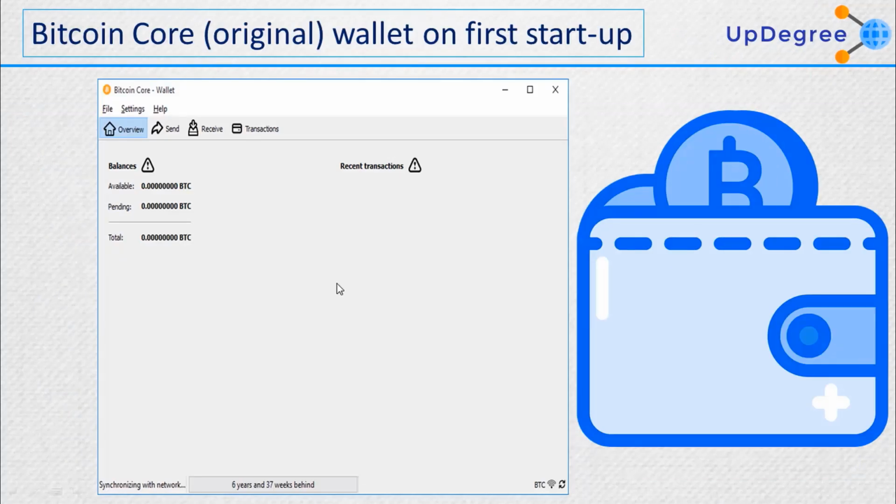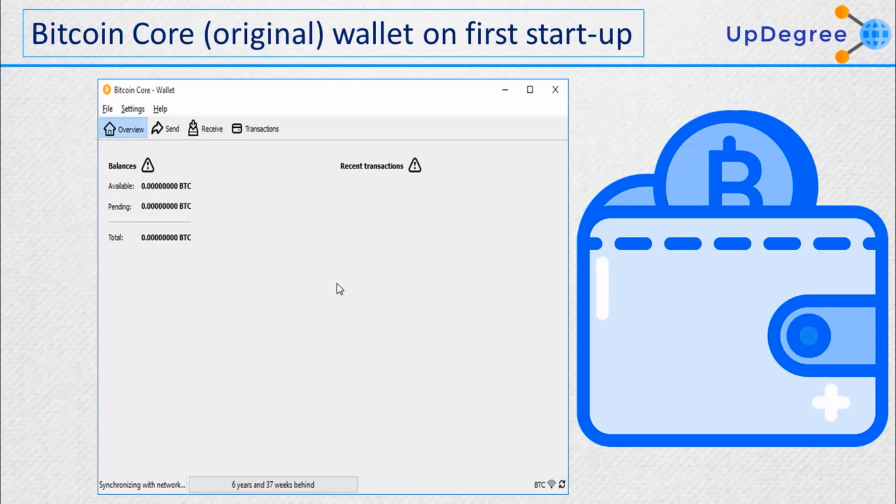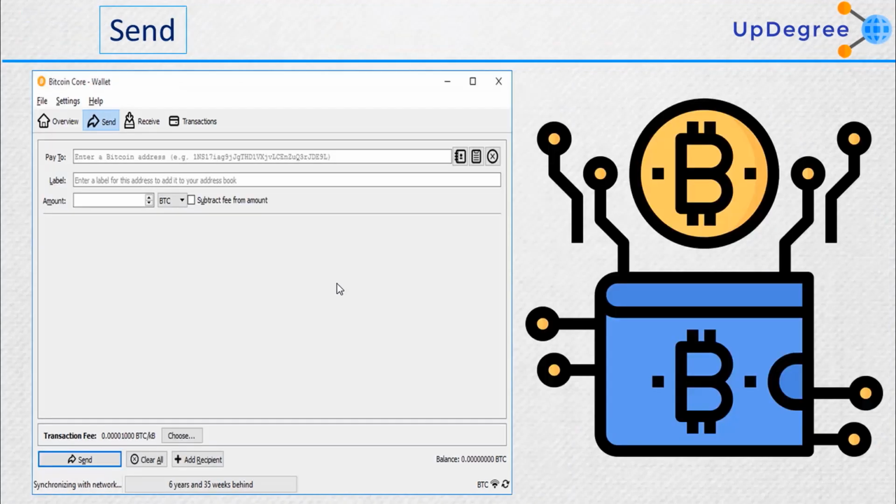After downloading the wallet, you can see what is available, what is pending, and the send and receive transactions. Here you can enter the address you want to pay to, and you can also enter the reason. There's a transaction fee, and it can get synchronized with the network, and you can do a send. So here you can do a send using the Bitcoin Core wallet.